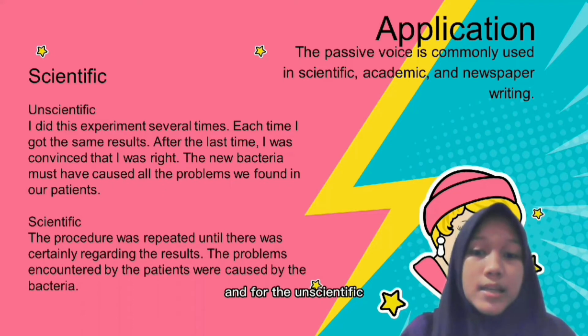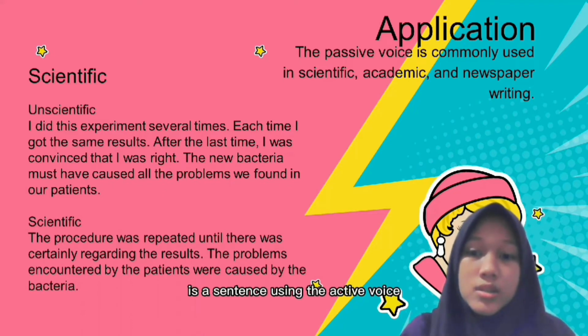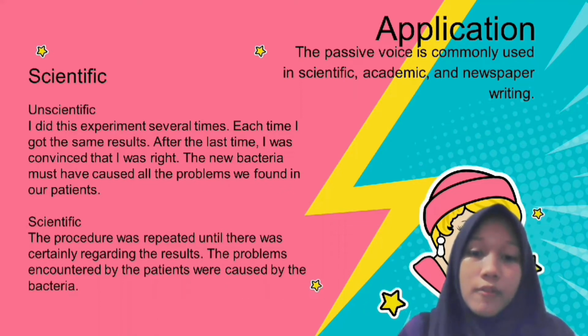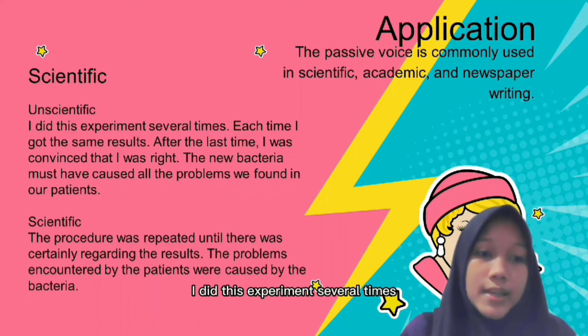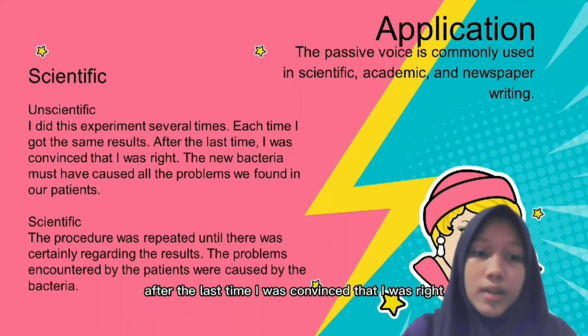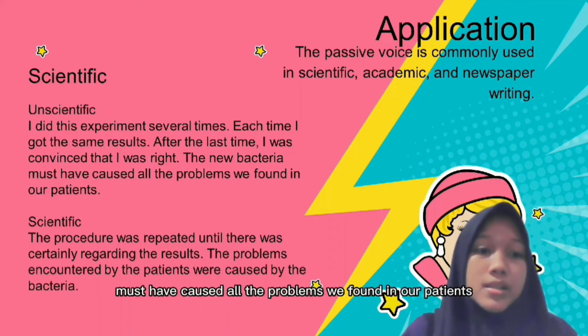And for the unscientific, there is a sentence using the active voice. The subject of the sentence performs the action described in the verb. For example, I did this experiment several times. Each time I got the same result. After the last time I was convinced that I was right. The new bacteria must have caused all the problems we found in our patient.